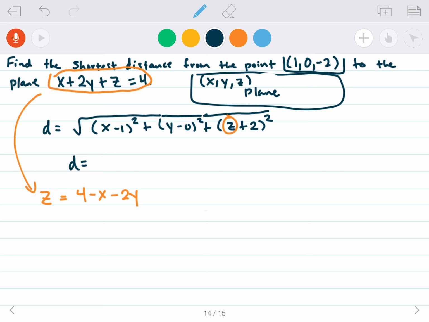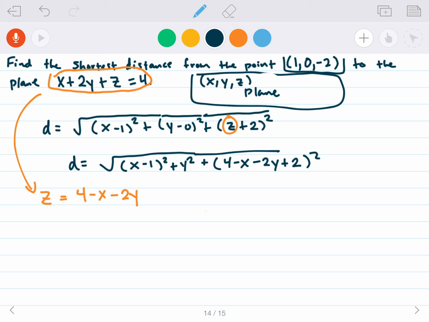So we have d is equal to the square root of (x - 1) squared plus y squared plus, instead of z, we have (4 - x - 2y + 2) squared. And on the inside this becomes a positive 6, so I'm just going to replace that with plus 6. Okay, so we're trying to minimize this function right here.